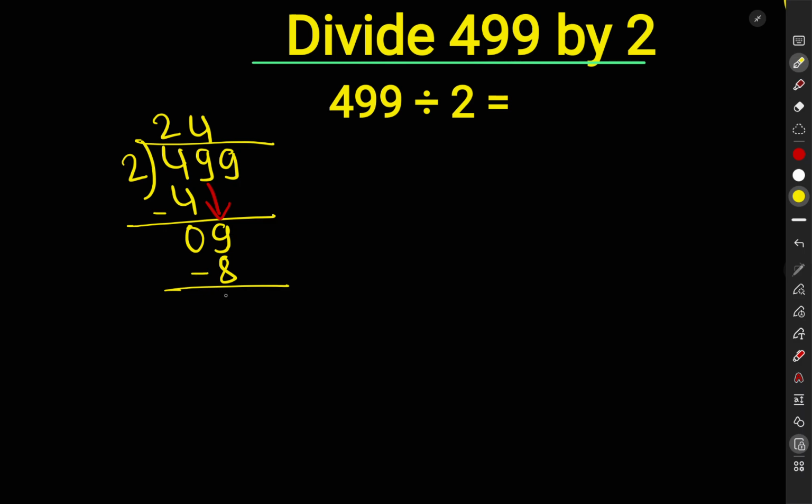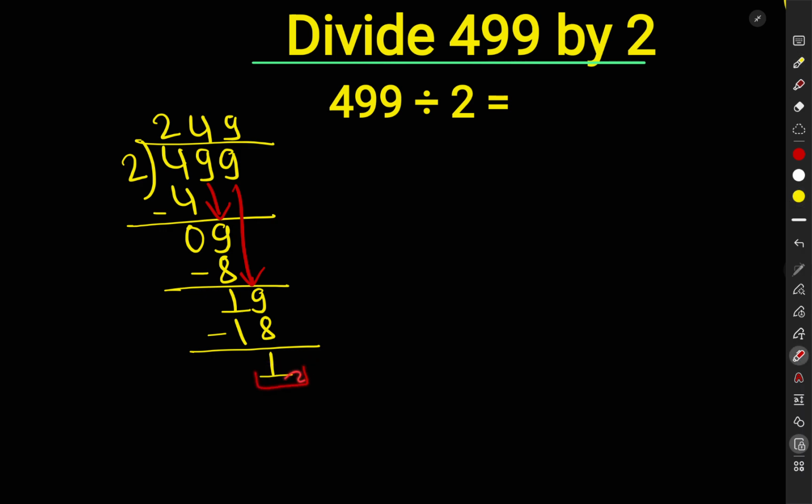On subtracting it is 1. Again we put down this 9 and it is 19. So 2 times 9 is 18. On subtracting it is 1.